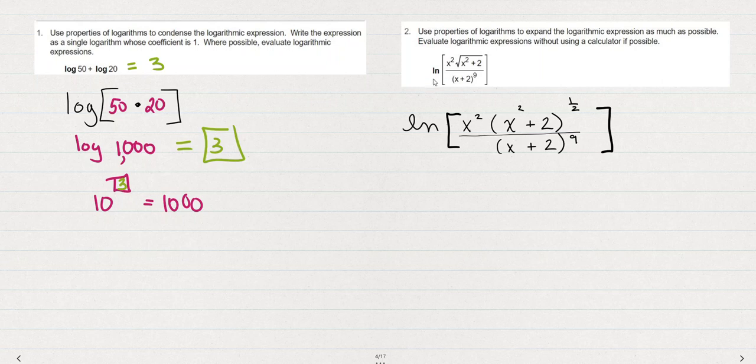When I want to expand this natural log, I could start by seeing that the square root of x squared plus 2 is the same as x squared plus 2 in parentheses to the 1/2 power, right?